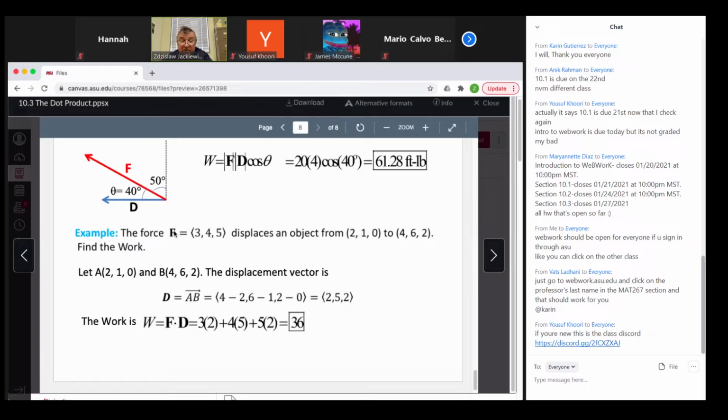So we have a force, we have displacement. Of course, you could again try to use this formula. Yeah, that's fine too. But it's much easier here to compute directly the work. The work is the dot product, so F dot D. That's 3 times 2 plus 4 times 5 plus 5 times 2, and if you do your algebra, that's 36.